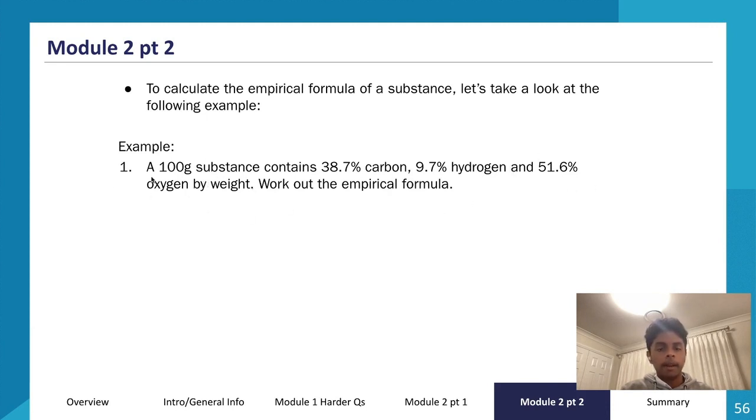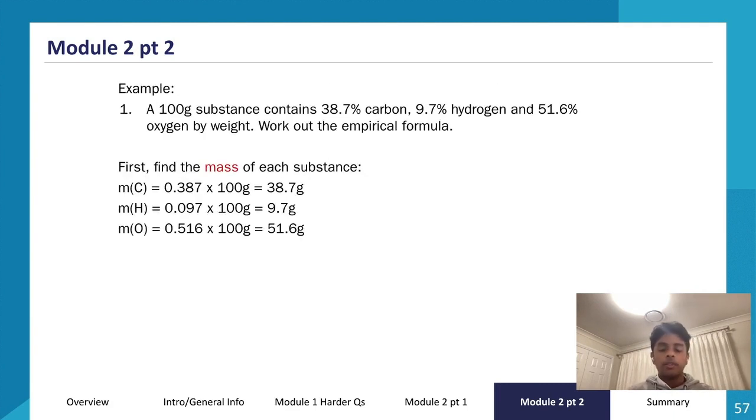So this means that the substance contains 38.7 grams worth of carbon, 9.7 grams worth of hydrogen, and 51.6 grams worth of oxygen. So that's what this is saying. Now we need to find the empirical formula. First of all, we find the mass of each substance. The mass of carbon is 0.387 times 100, so 38.7 grams of carbon, 9.7 grams of hydrogen, and 51.6 grams of oxygen. So that's the first step.